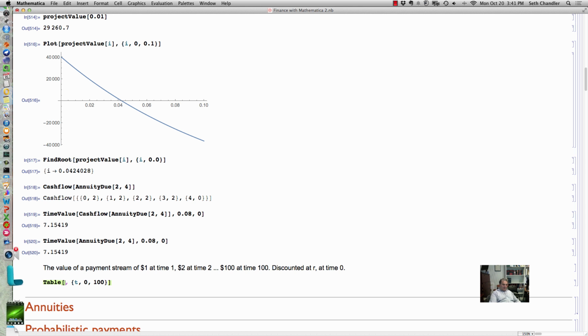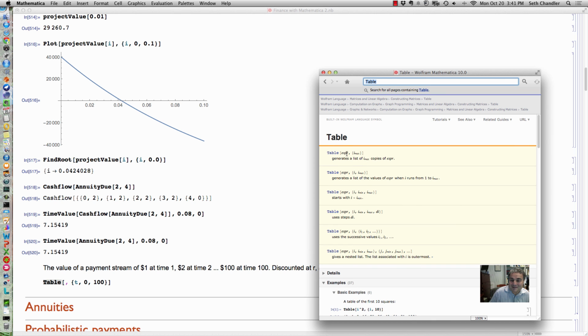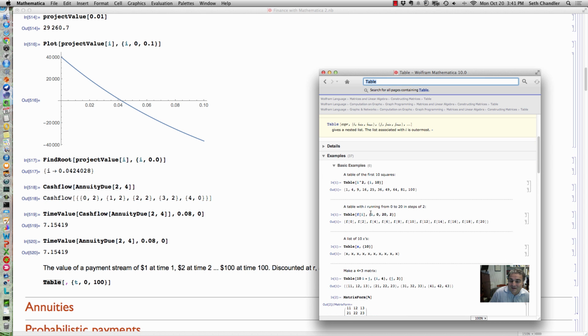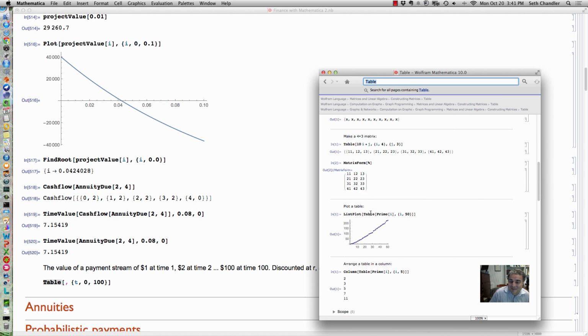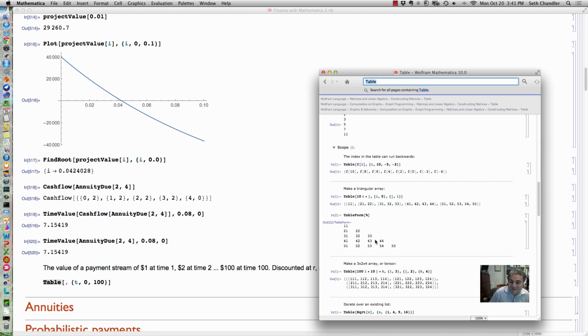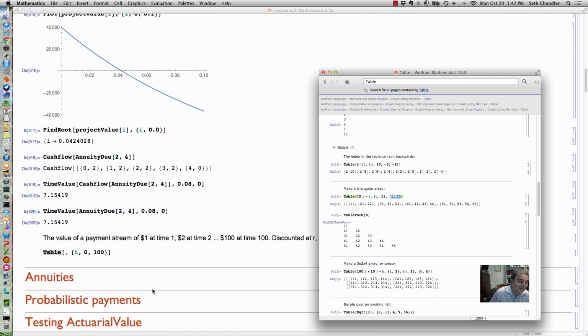Let's read up on that table command. Let's look at some examples. I squared, from 1, i goes to 10: 1, 4, 9, 16, 35. Let's find another example. Here's not a bad example: 10i plus j, where i goes to 5 and j goes to i.